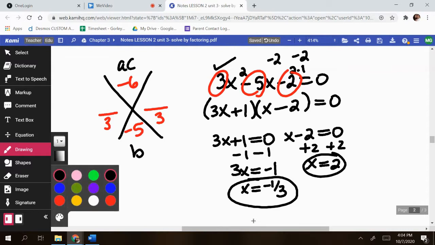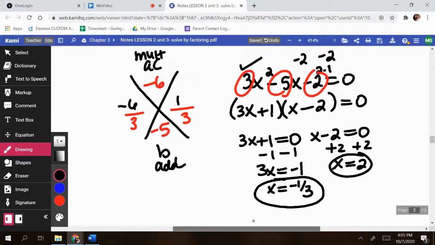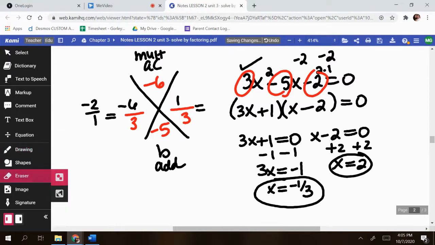All right, now ask yourself, what's going to multiply to give me -6, but add to give me -5? That would be -6 and 1, right? -6 times 1 is -6, and -6 plus 1 would be -5. We'll see if this reduces at all. This does. 6 and 3 are both divisible by 3, so I'd have -2 over 1 if I divide top and bottom by 3, and 1/3 does not reduce.